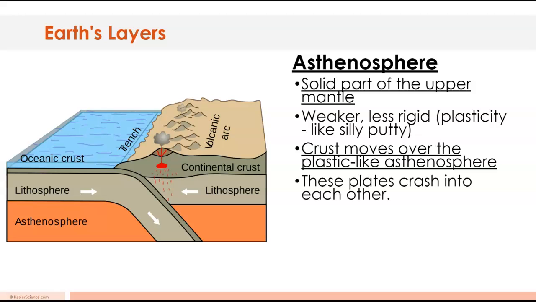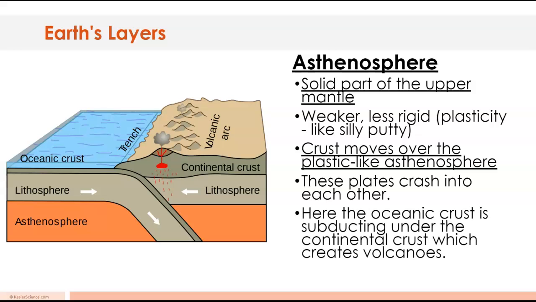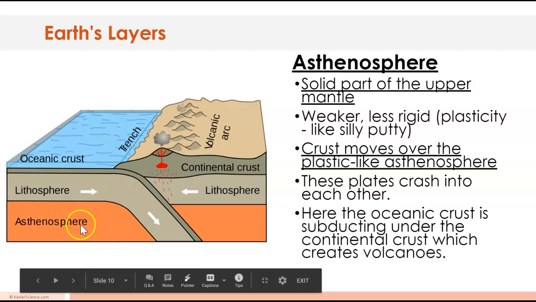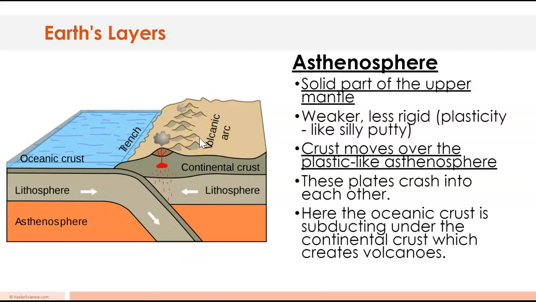And this is what causes those plates to crash into each other and pull apart from each other and grind past each other and all that kind of stuff that we talked about in the last lesson. So in this example here, the lithosphere is on top of the asthenosphere, and the asthenosphere churning around kind of pulls the lithosphere, and we have a subduction zone happening here, creating volcanoes like those in Northern California that go up through Oregon and Washington. So go ahead and hit pause and copy down the notes about the asthenosphere.